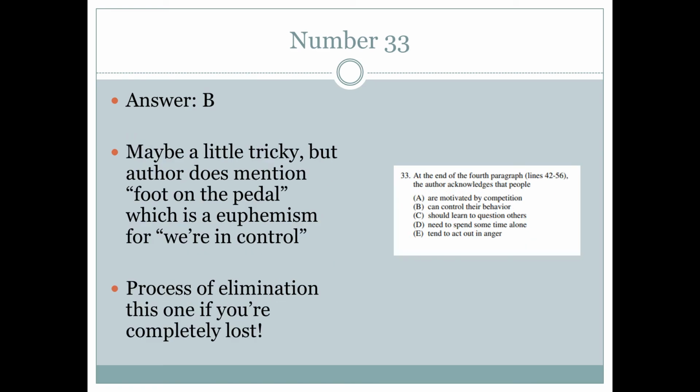33. At the end of the fourth paragraph, lines 42 to 56, the author acknowledges that people, B, can control their behavior. This is tricky because a lot of it talks about hypothetical situations and so forth, but if you look at the very end of this paragraph, and oftentimes the conclusion or last statement is there, the author mentions this line of foot on the pedal, which is a euphemism of we're in control. So if we're looking at B, can control their behavior, that seems to be the one that is most related to that idea that the author proposes regarding our laziness or just our habits born onto us here.